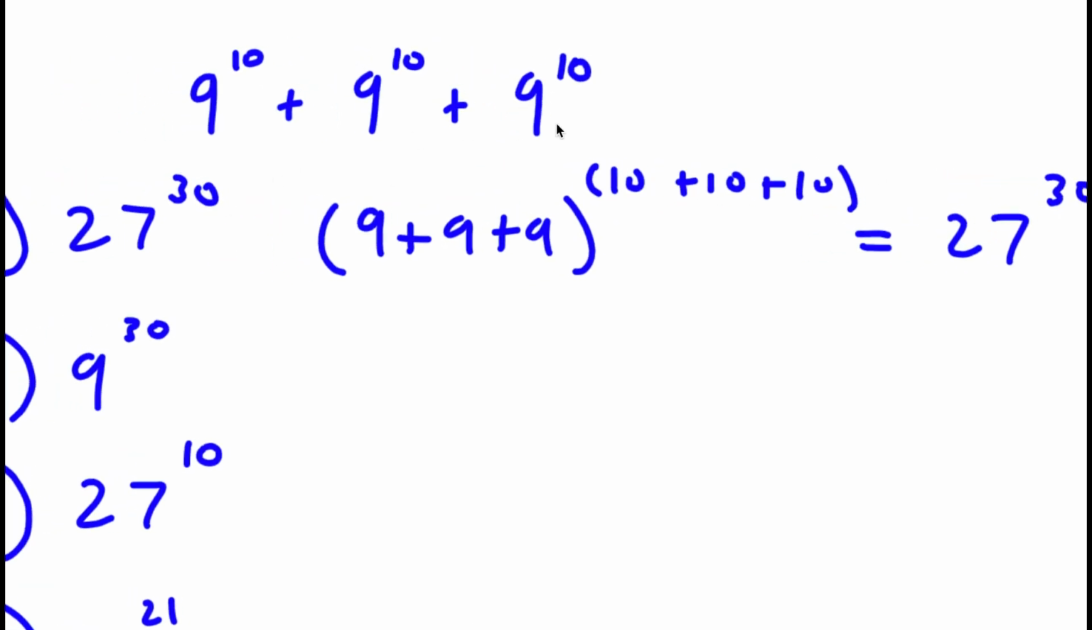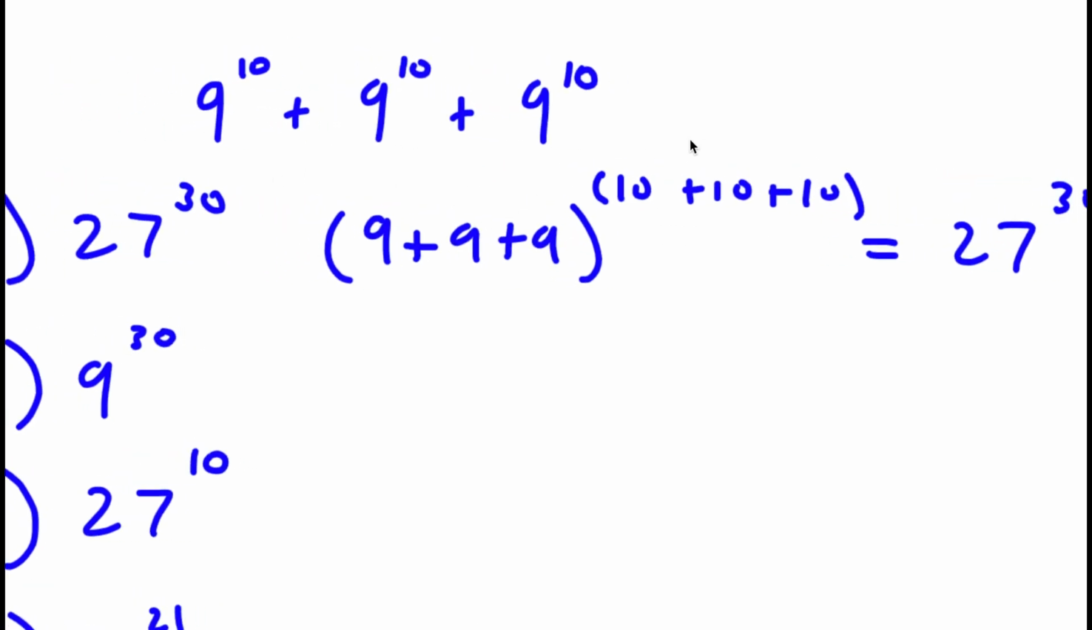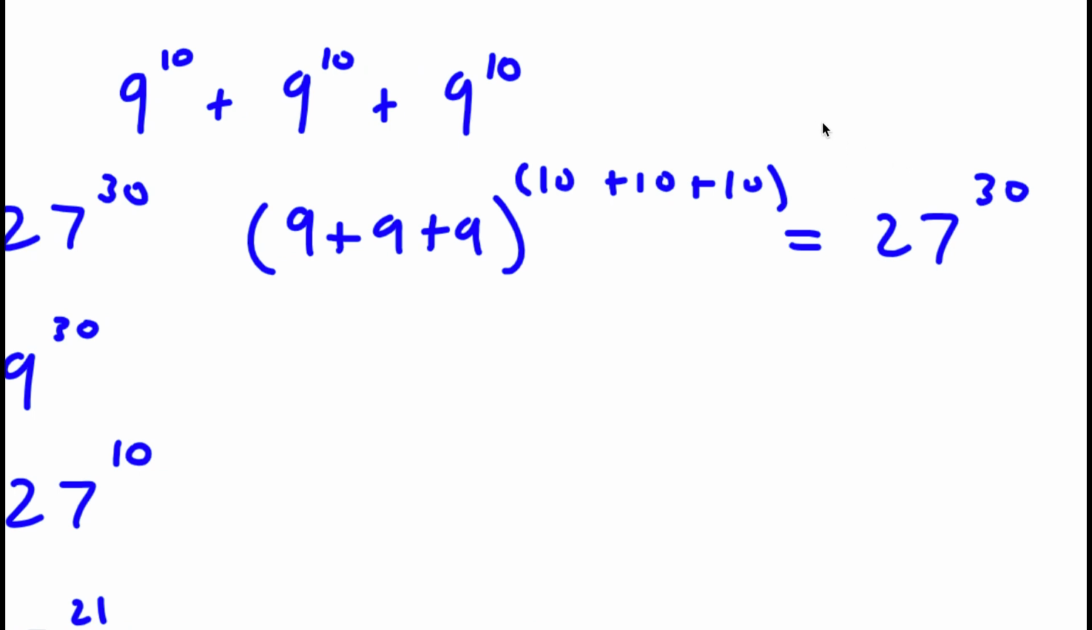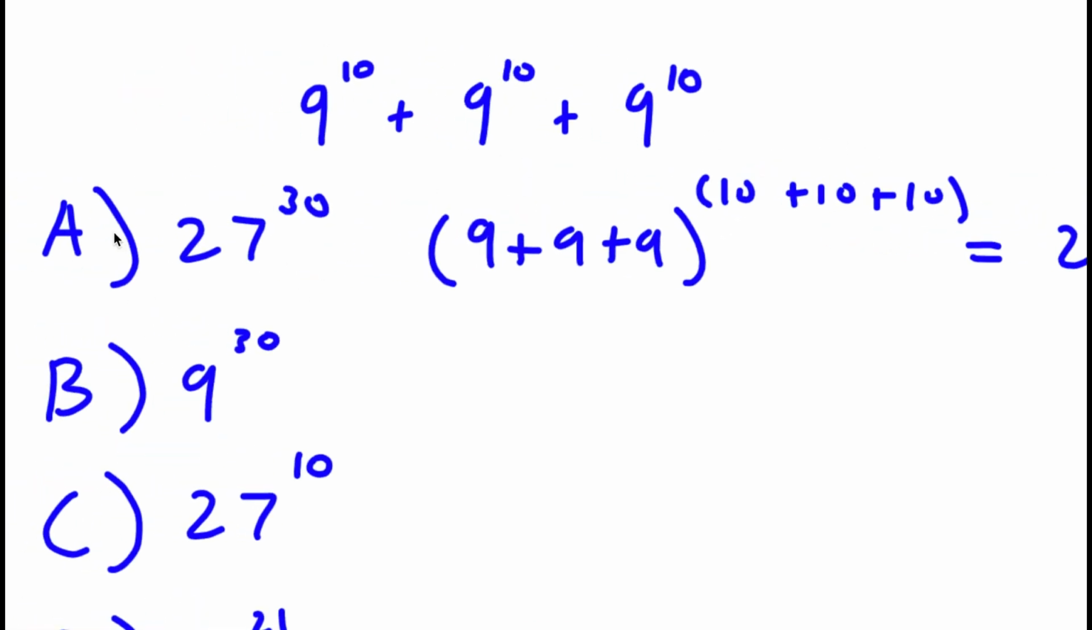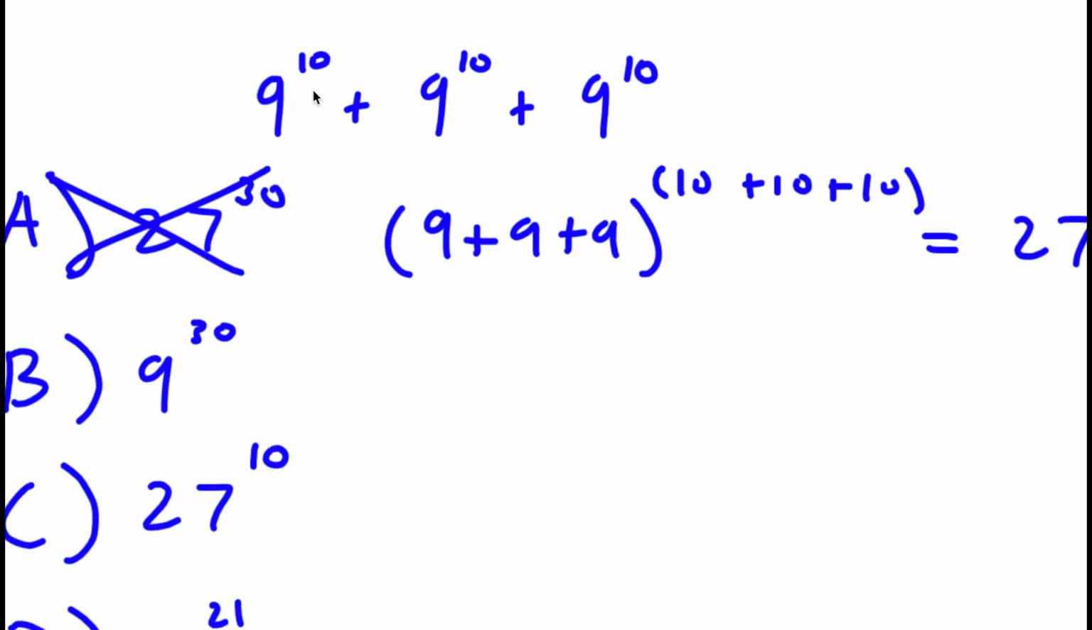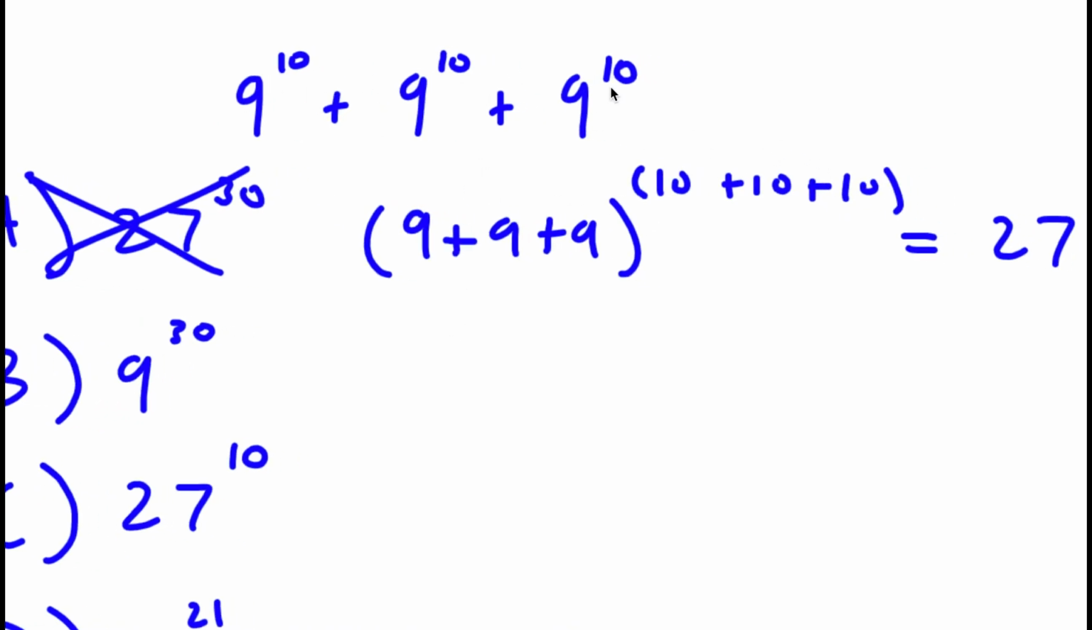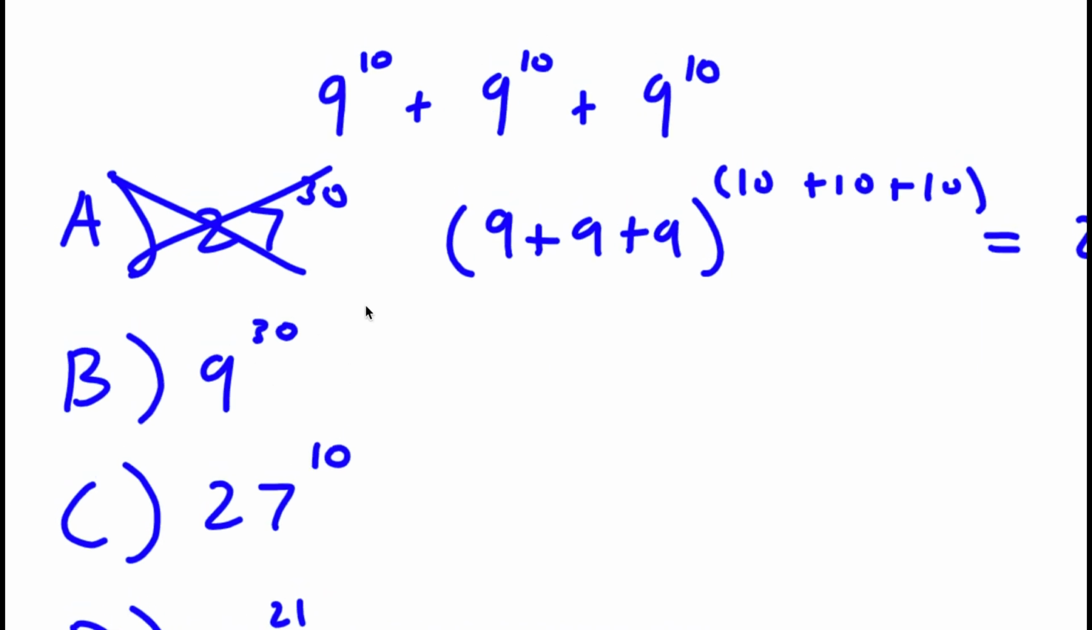So you get 27 to the power of 30 using this method. However, this method is actually wrong. This is not the right way of adding exponents. You can't just add the bases and add the exponents.